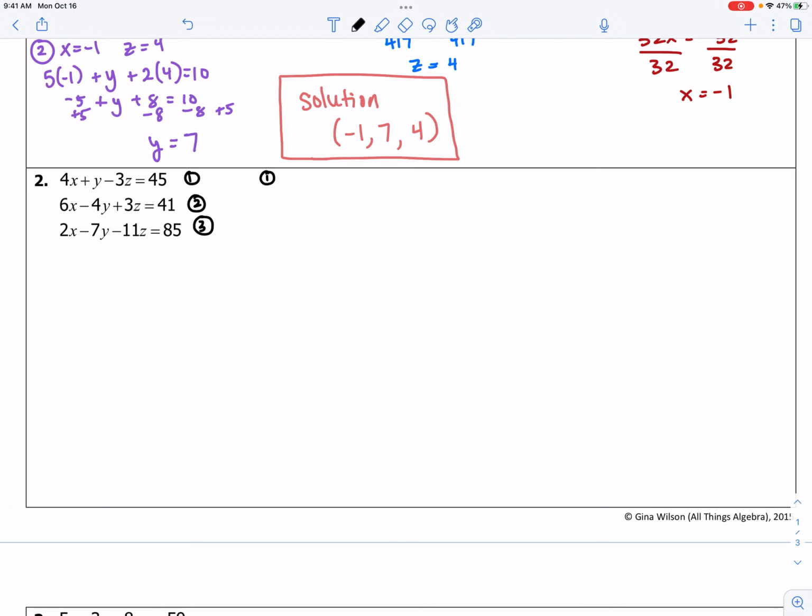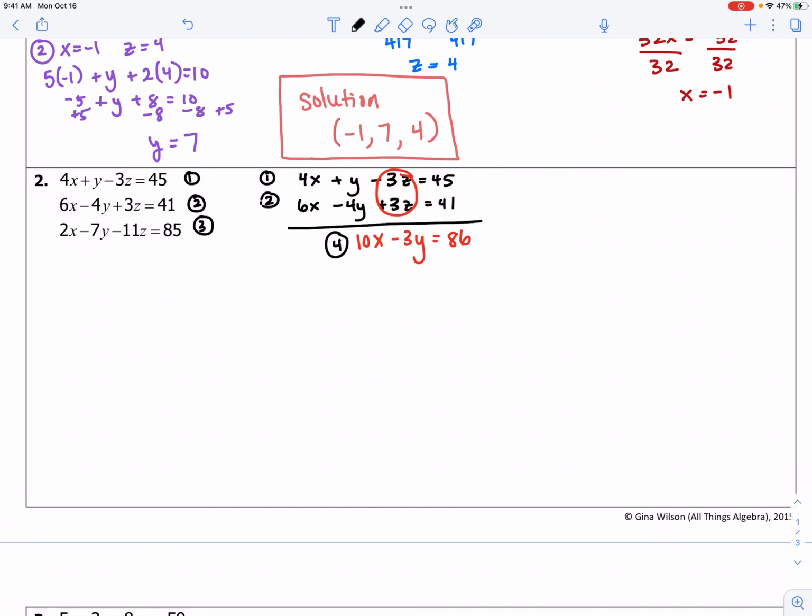So I'm going to use equations 1 and 2. We have 4x plus y minus 3z is equal to 45. And then 6x minus 4y plus 3z equals 41. So here I see my zero pair. So this leaves me with 10x minus 3y equals 86. So remember, this is equation 4 that we've created.